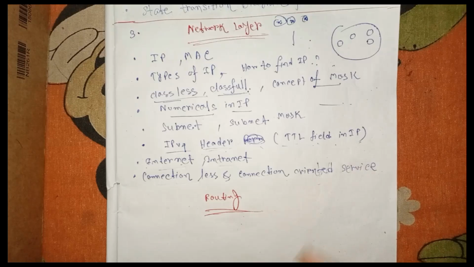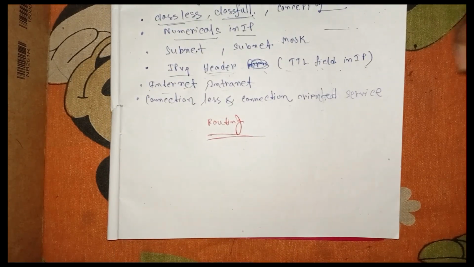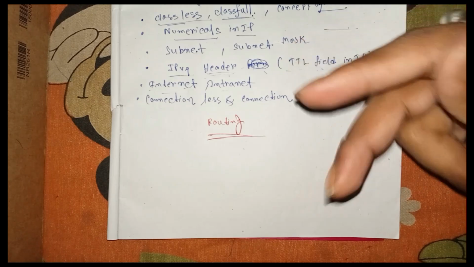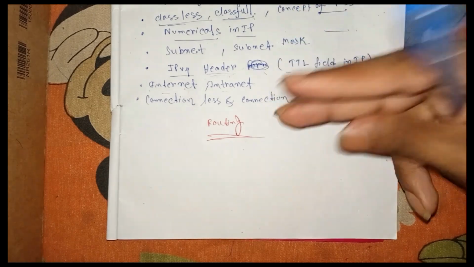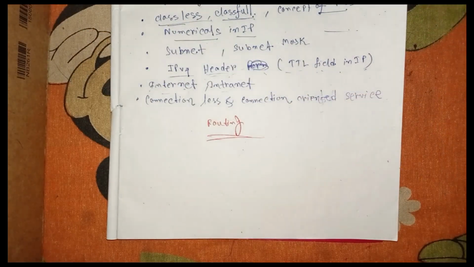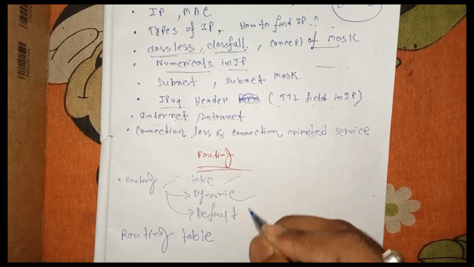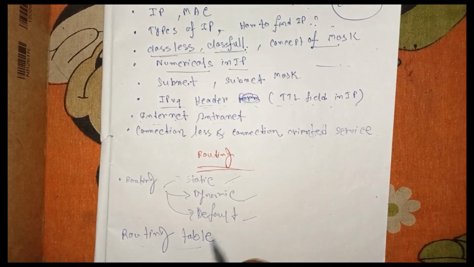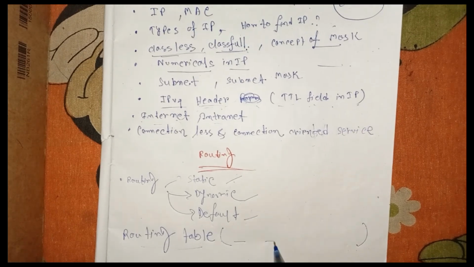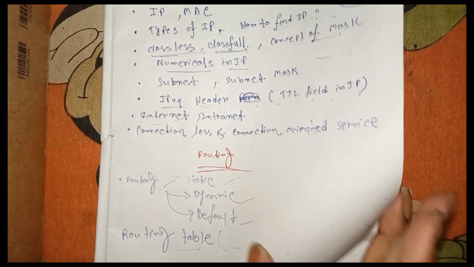But in the advanced portion of the network layer, routing is the important topic from this year, because the maximum numerical questions will be asked from routing. You have a graph and you need to find the least cost and the best path for routing. In routing we have various types like static, dynamic, and default. We also need to learn the routing table structure, like the various columns in a routing table: net ID, host ID, different networks.